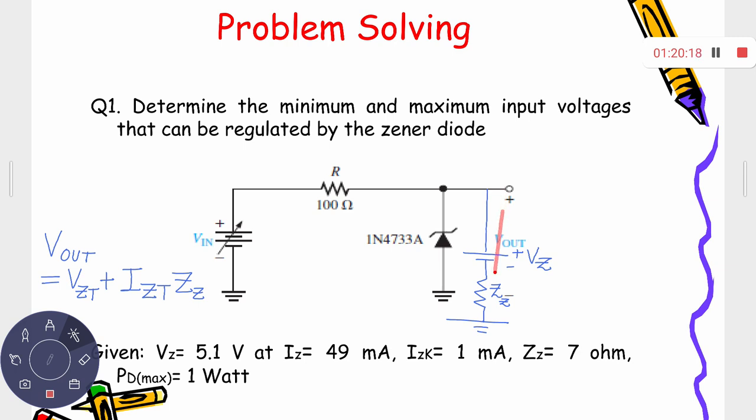What about this voltage then? What is your V out? V out is given by VZ plus IZ times ZZ, or Vin minus 100 times I. Yeah, I'm coming to that Vin part.